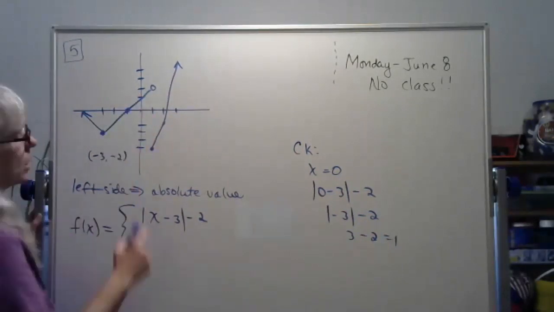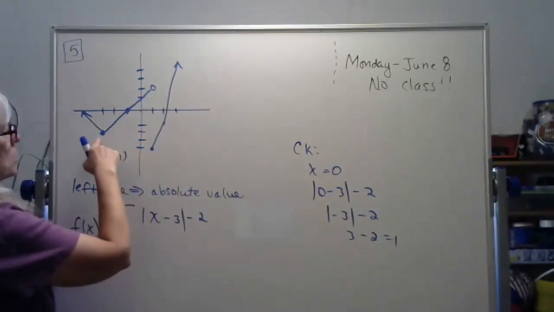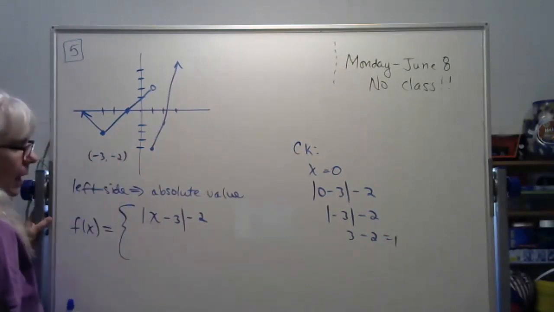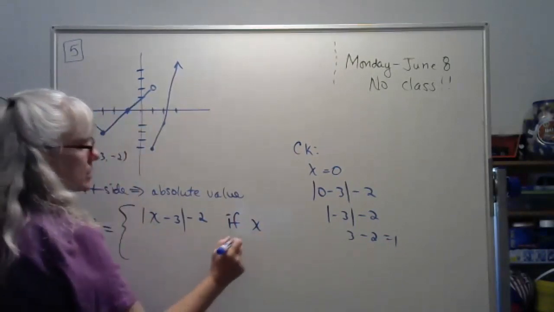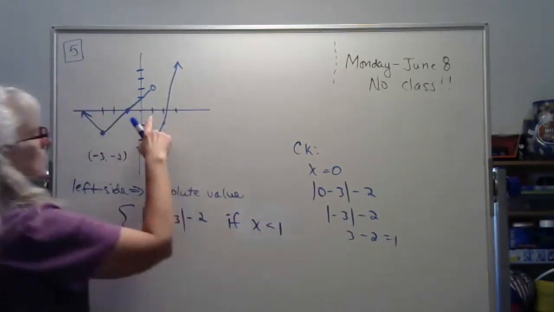You could test any other point you want. If you plug in the negative 1, it should work. If you plug in the negative 3, it'll work. Okay, but now I have to recognize when we're using that. So we're using that for x values that are what? Less than 1.